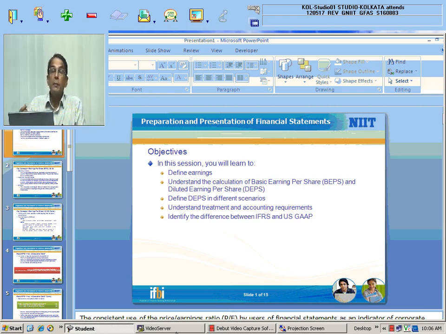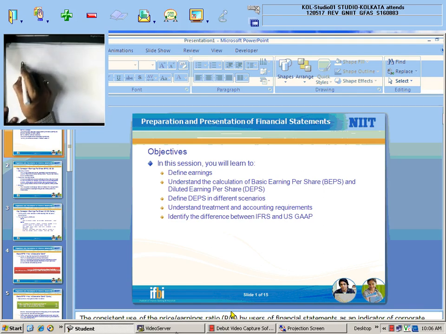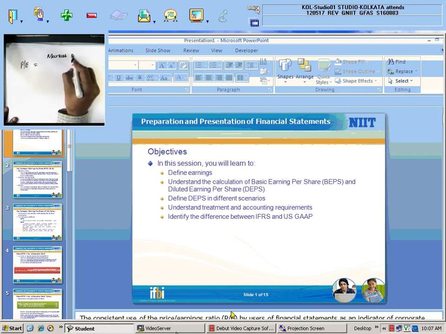So a key component of the P/E ratio is the denominator, which is earning per share. P/E basically means market price divided by earning per share.